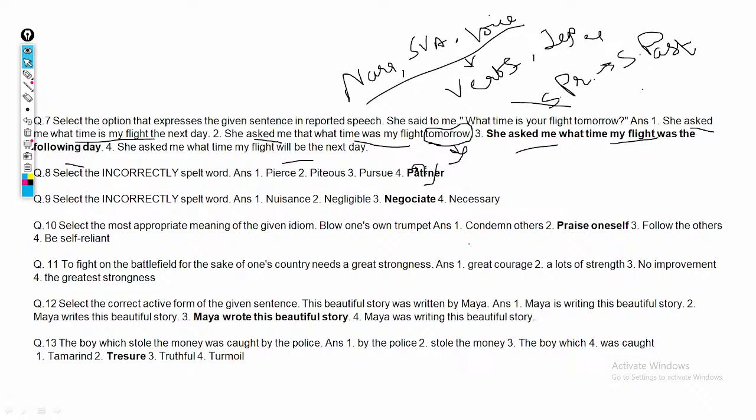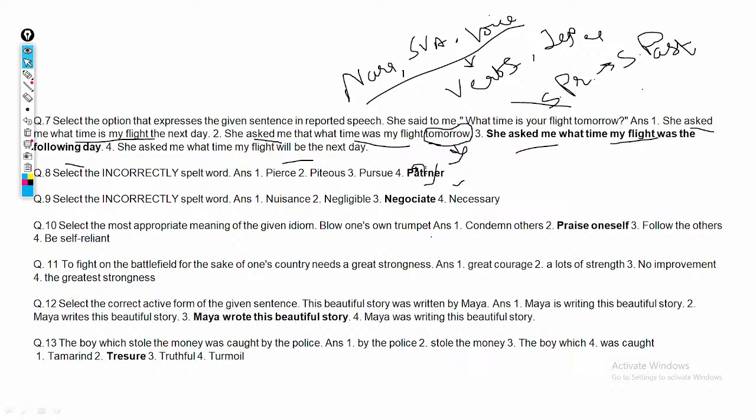The next is also the same question. The first is nuisance. Nuisance spelling is right. Negligible is also right. Negotiate, that is wrong, okay, because this is absolutely a wrong spelling. And the next is necessary. So this is also correct.